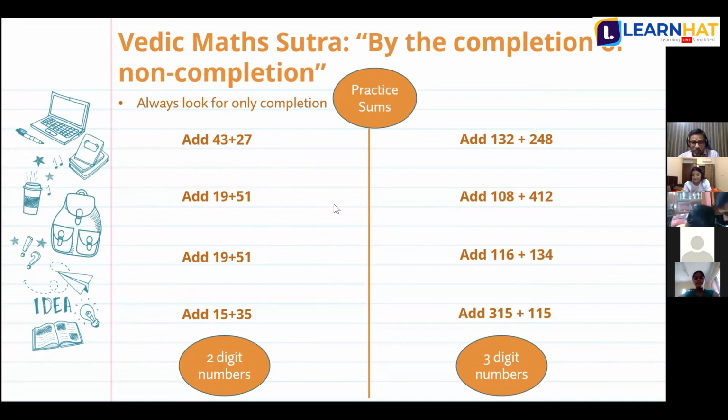Who's next? Rajdeep, you want to say? Or anyone? Shivangi? Yes, sir. I did a 3-digit number. Wow, brilliant. What is that number? Sir, 132 plus 248. I did it like 130 plus 240, and I split it into 130 plus 8 and 240 plus 2. Then I added 8 plus 2 is equal to 10. So 130 plus 240 plus 10 is equal to 380.